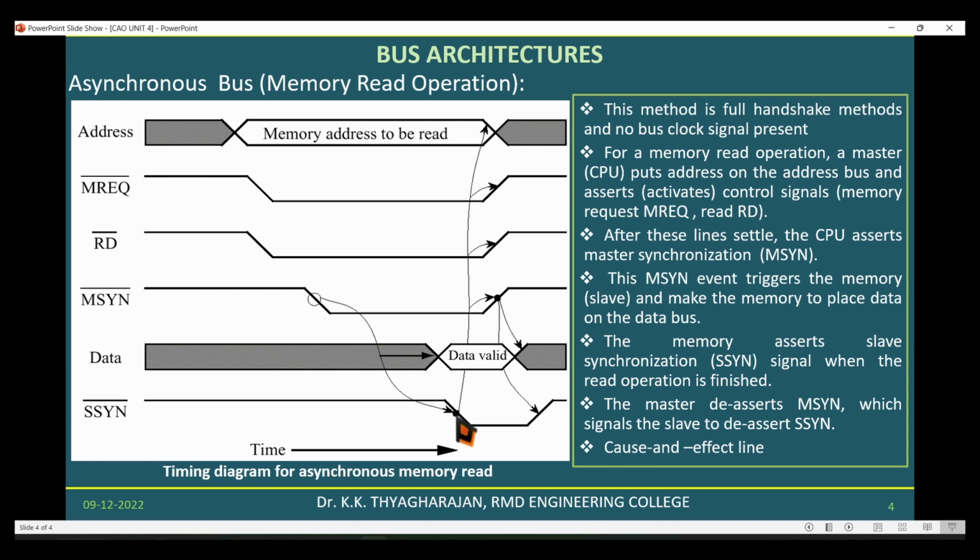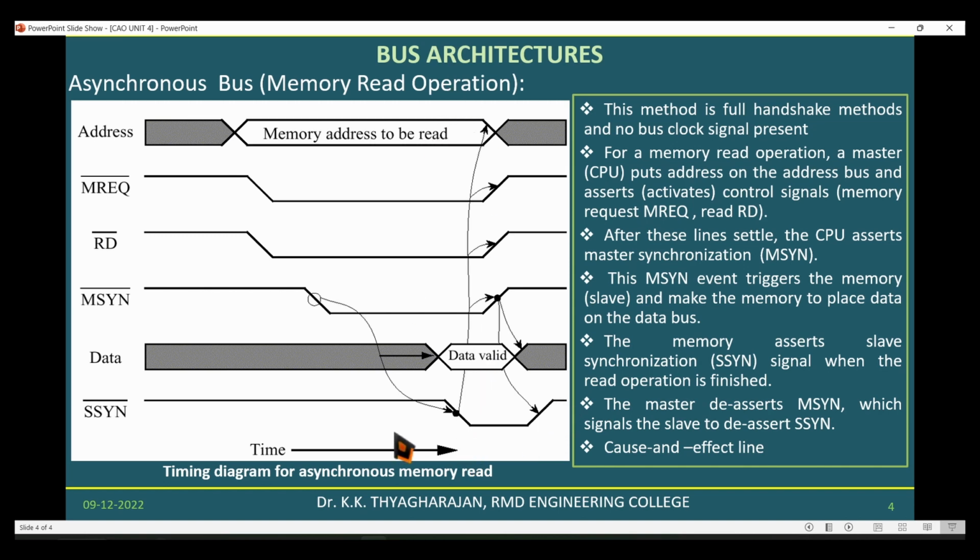So, at this point, the master synchronizing signal will be closed. That means deasserted. Similarly, the read signal will be closed. The memory request signal will also be deasserted. Now, when the master synchronizing signal is closed, the data put by the memory will also be closed. So, data will not be available after this period. And the slave synchronizing signal will be deactivated. That means it will go to its normal state.